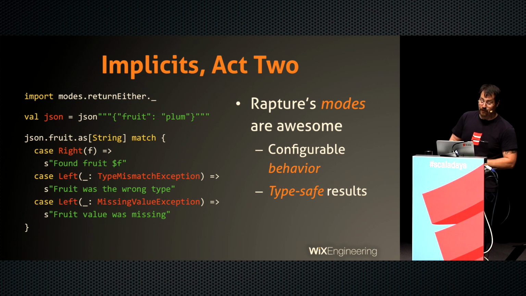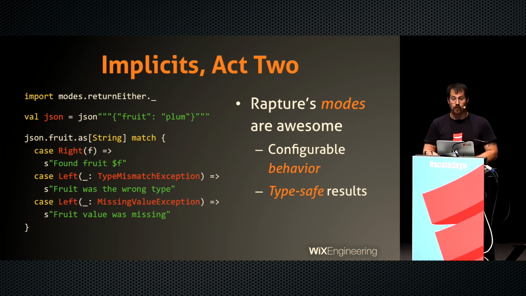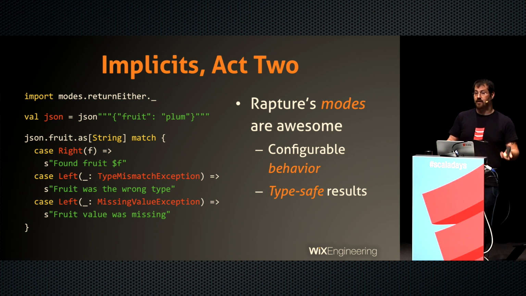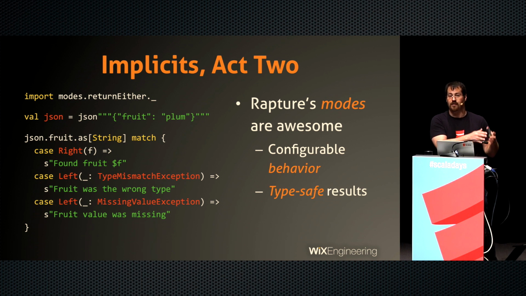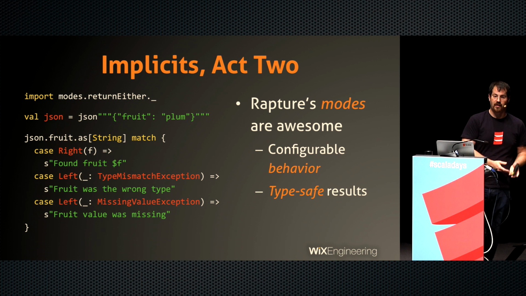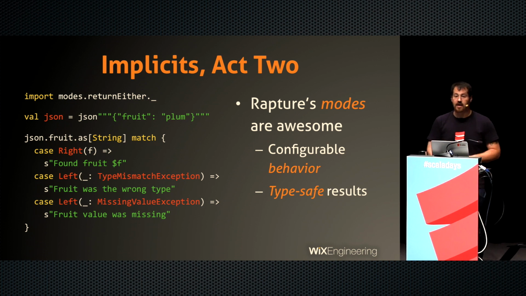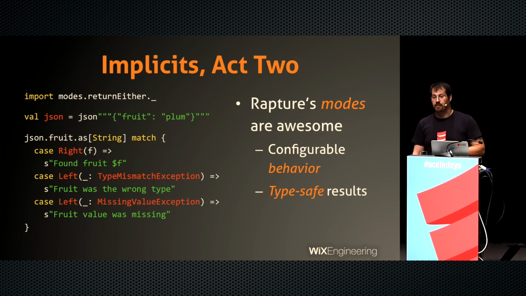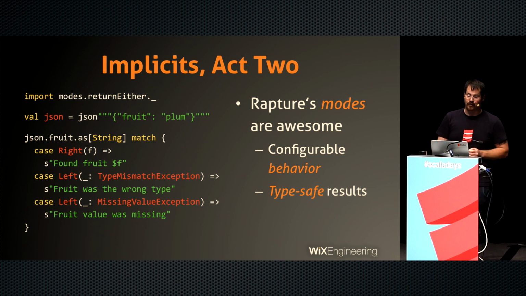The nice thing about Rapture is it allows you to actually import a different mode of operation, as in this example with return either, and then instead of throwing an exception, it just gives you back an Either with a Right, a Right giving you the actual result of your computation, and if you get a Left, then it contains an exception, and you can actually match on top of that. That is a very, very smart piece of API engineering.